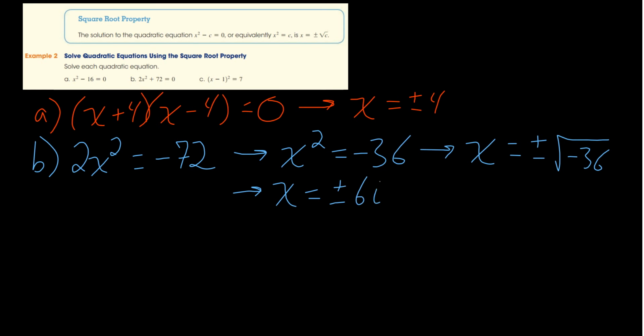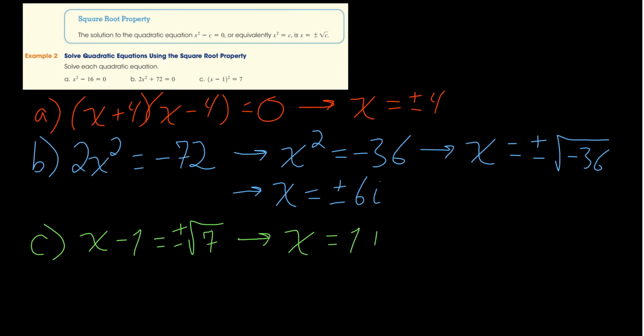Okay. And lastly, we've got x minus 1 quantity squared is equal to 7. I am going to go ahead and square root both sides. So taking the square root of both sides, I'm going to have x minus 1 is equal to plus or minus the square root of 7. Then we're going to add 1 to both sides. So this becomes x is equal to 1 plus or minus the square root of 7. And C was the easiest one.